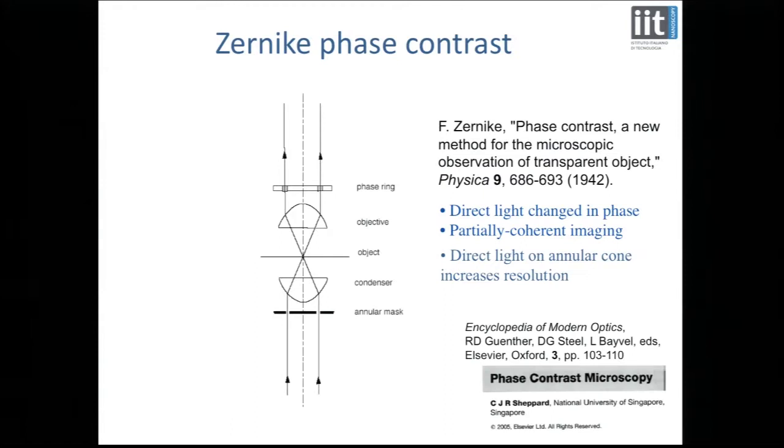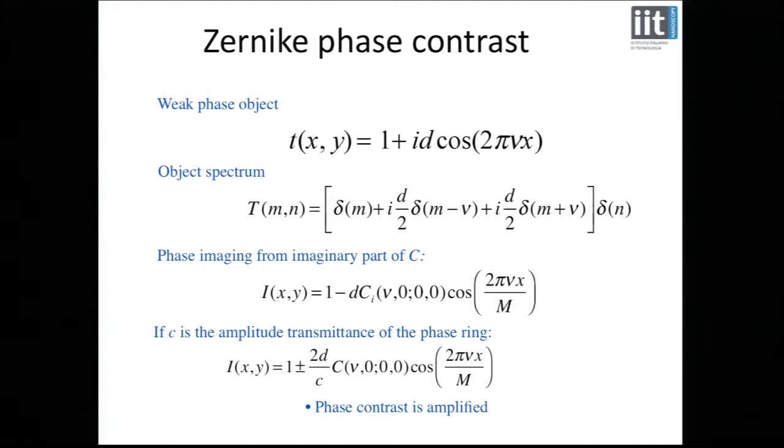But the Zernike phase contrast method is very similar. In the Zernike phase contrast method, we replace this aperture stop by a phase ring. So now all we do is change the phase of the direct light relative to the other light. So it brings it into view. Again, I'm not going to go through the maths, but this is basically how it's working.